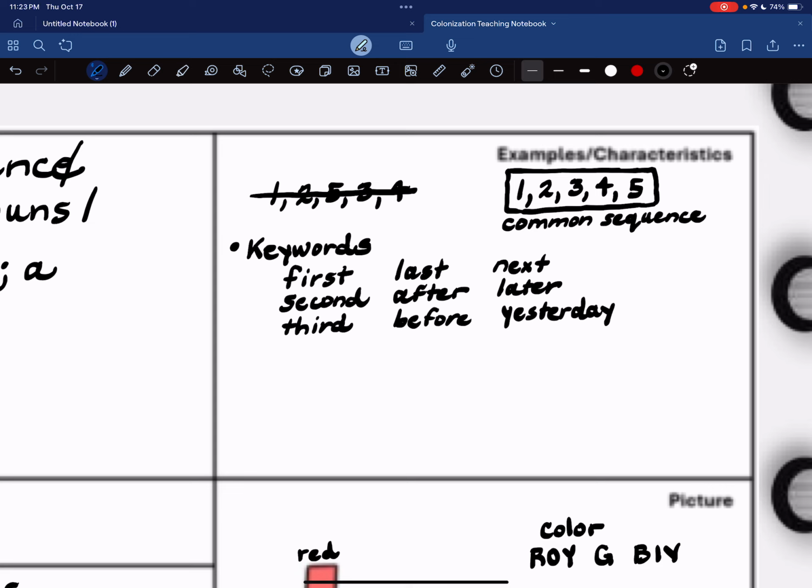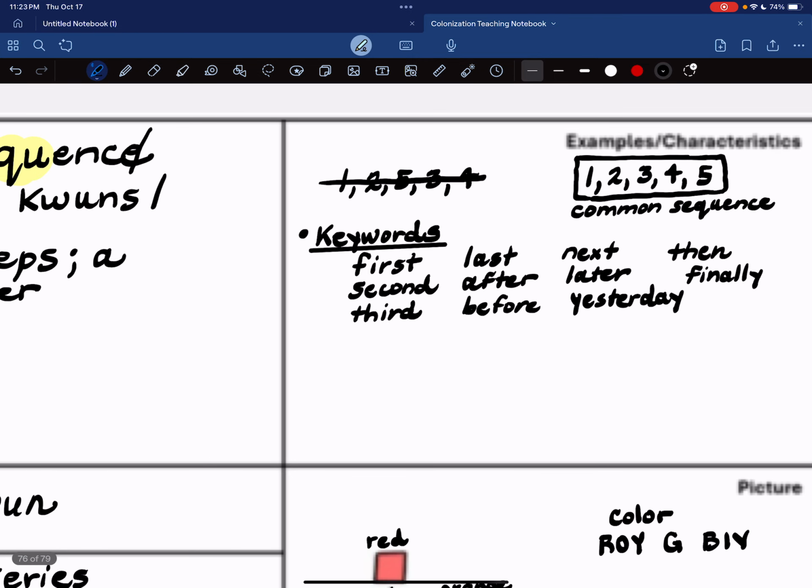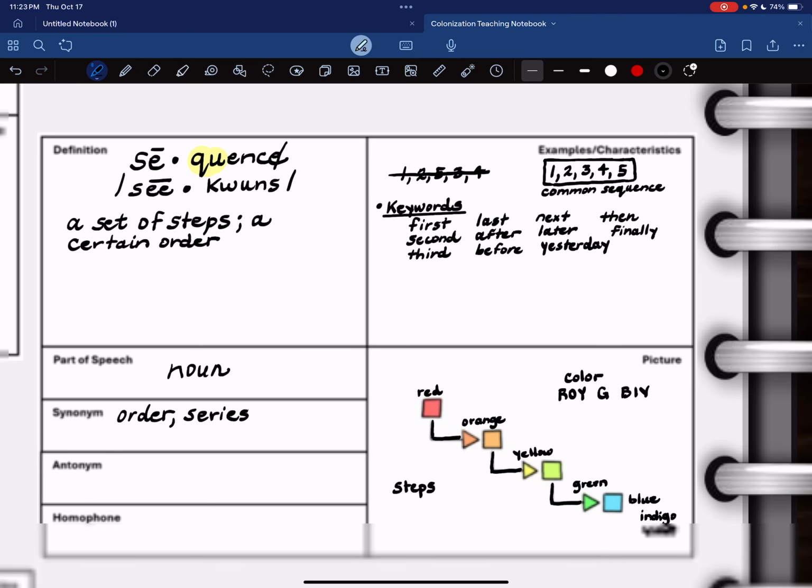So with sequence, we want to learn to look for keywords that help us understand. And this is not all of them. Words like then, that would be a sequence word. Finally, or final, finally. All of those indicate the order in which something occurs. So those are important words to know when you're reading about sequence.